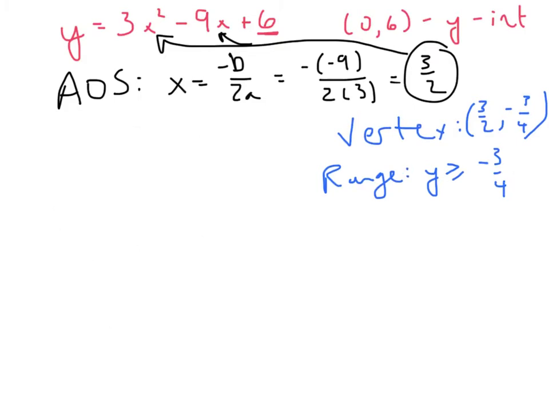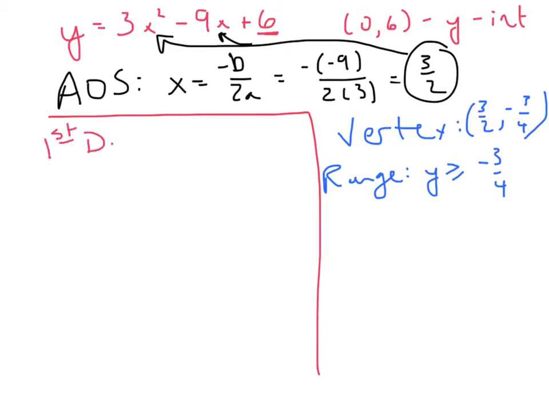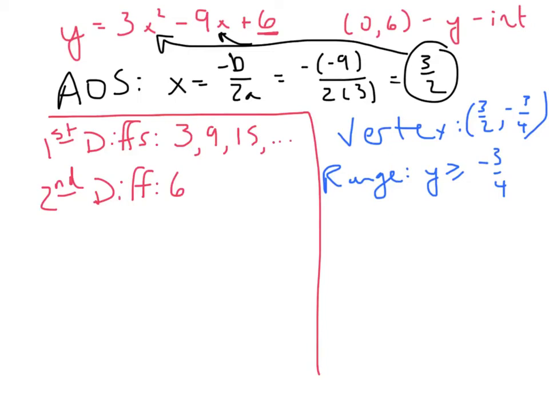And I just cleared myself a little bit of space there because now I'd like to talk about differences. I've got my first differences. Let's see, well, the leading coefficient is 3, so my first difference is 3. I know my second differences are twice that leading coefficient, so 6, which tells me that my next first difference is 3 plus 6 is 9, plus 6 again is 15, and on and on. Remember, I do need at least 3 first differences when I ask for them on your quiz.